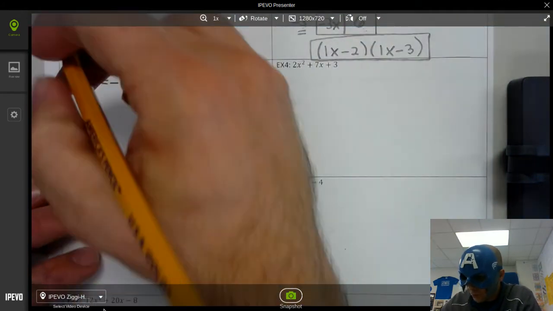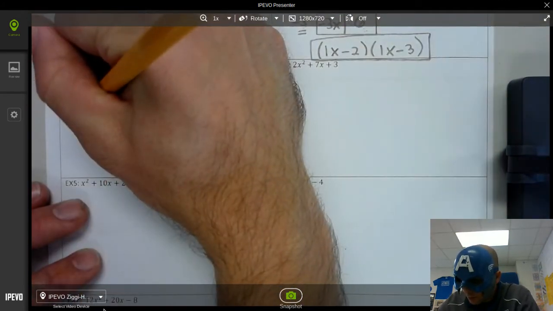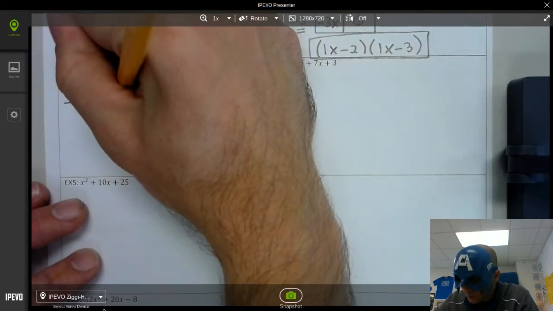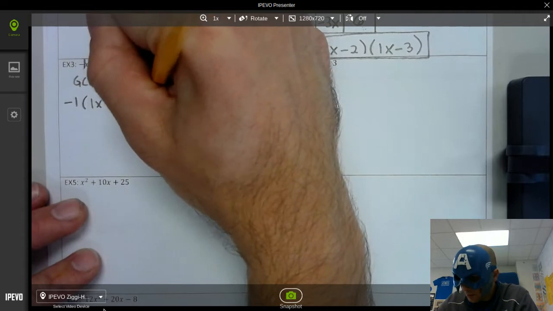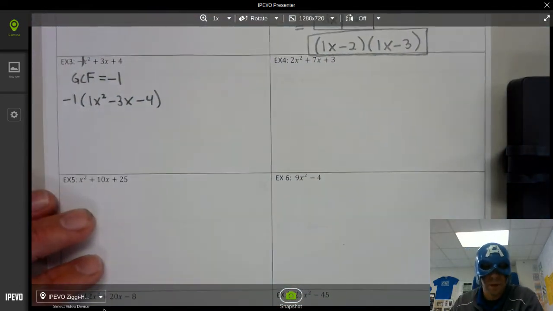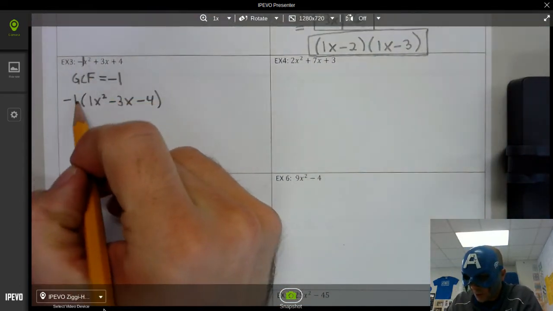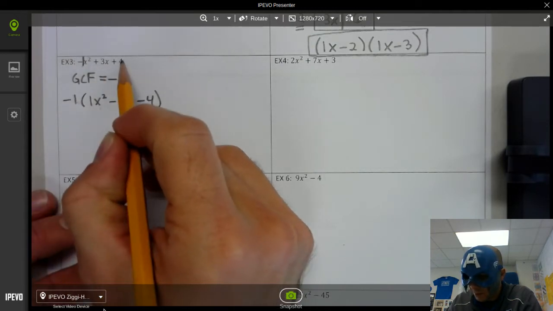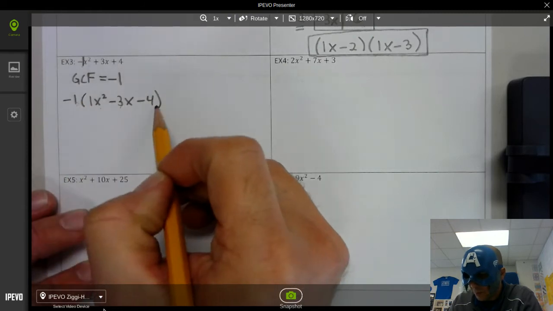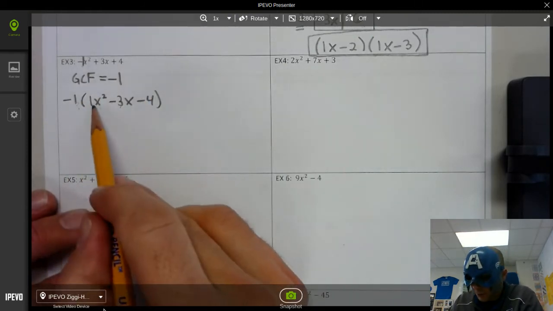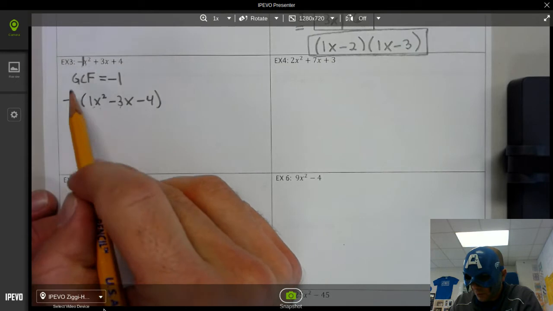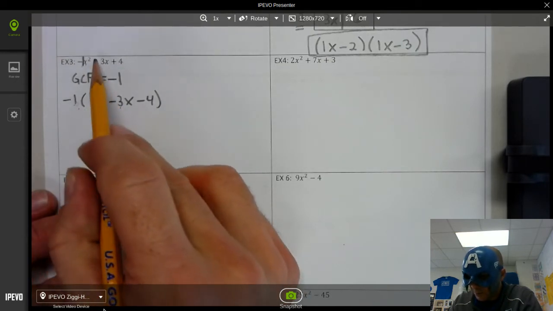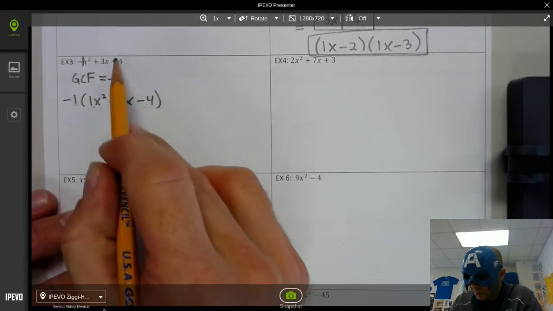So our trinomial becomes negative 1 times 1x squared minus 3x minus 4. And the reason being is negative 1 divided by negative 1 is a positive 1, positive 3 divided by negative 1 is a negative 3, and positive 4 divided by negative 1 is negative 4. And you can always check. Negative 1 times 1x squared is negative 1x squared. Negative 1 times a negative 3 is a positive 3. Negative 1 times a negative 4 is a positive 4.